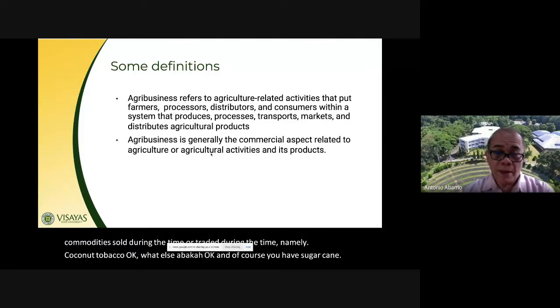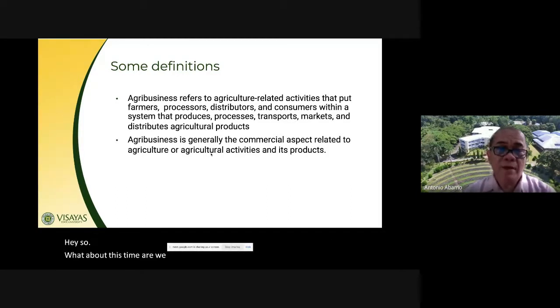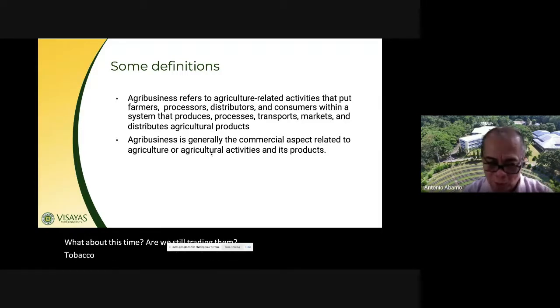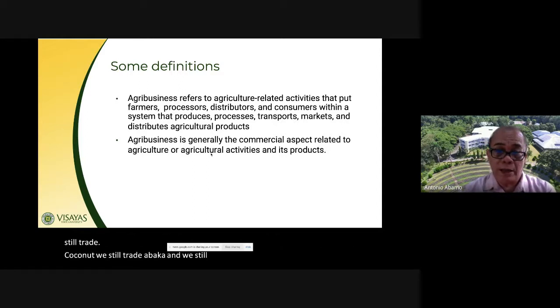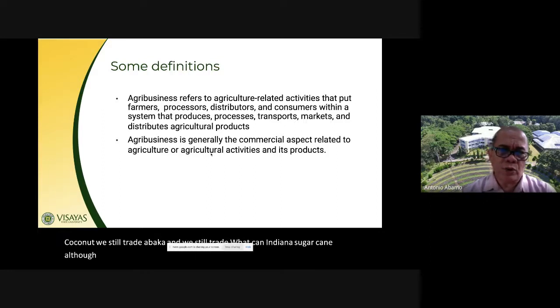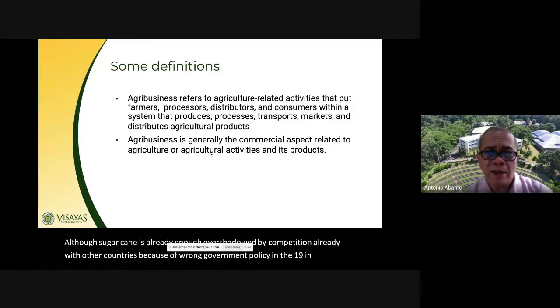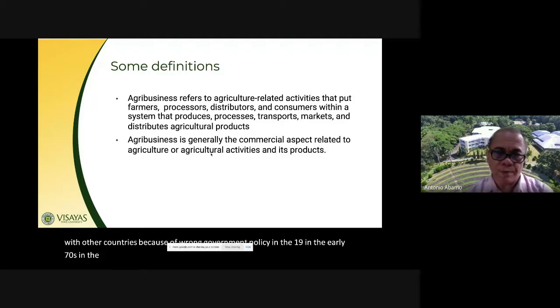So what about this time? Are we still trading them? Tobacco, no. We no longer produce tobacco for commercial or export quantity. But we still trade coconut, we still trade abaca, and we still trade sugarcane, although sugarcane is already overshadowed by competition with other countries because of wrong government policy in the early 70s. That is another subject for discussion, another course in agribusiness or economics.